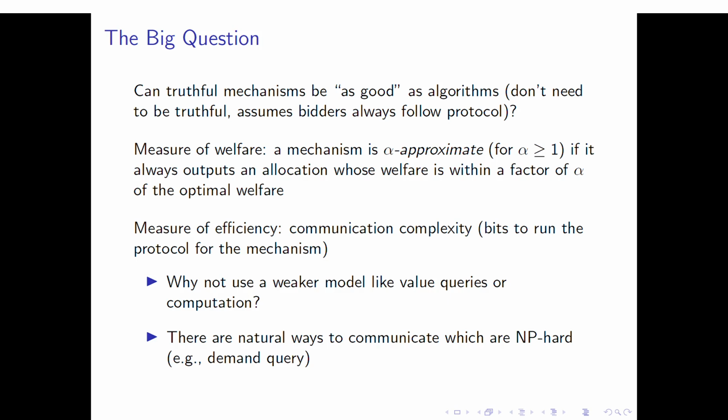Why not use another model, like computation or value queries? Consider the example of the demand query, where we show the bidder a price for each item, then ask them for their favorite set of items at these prices. It's not unreasonable to expect the bidder to be able to answer a demand query because they intrinsically know some facts about their own preferences. But computing a demand query is actually NP hard. So in other words, the communication model is attractive because there are natural ways to communicate which are formally hard to compute.